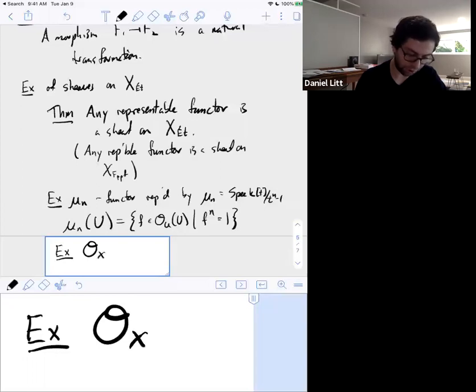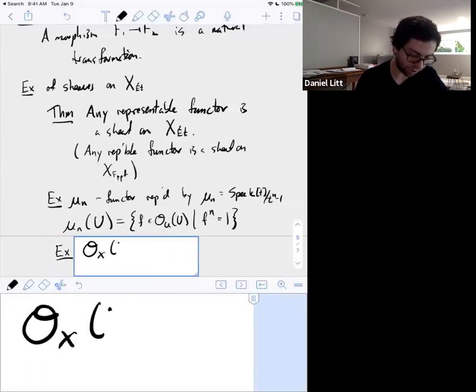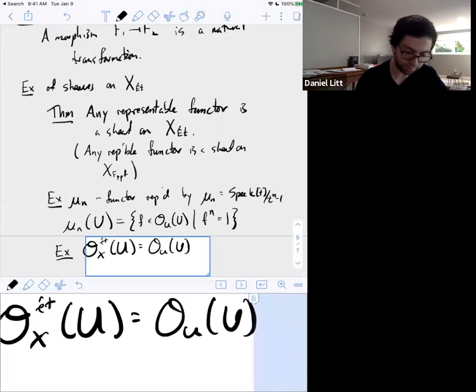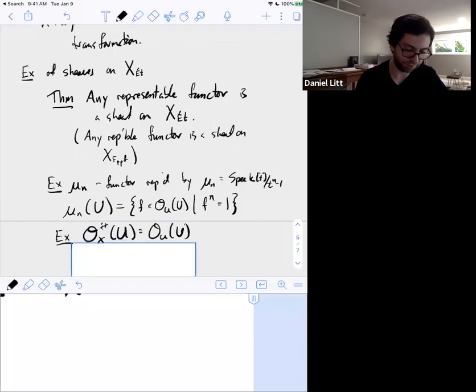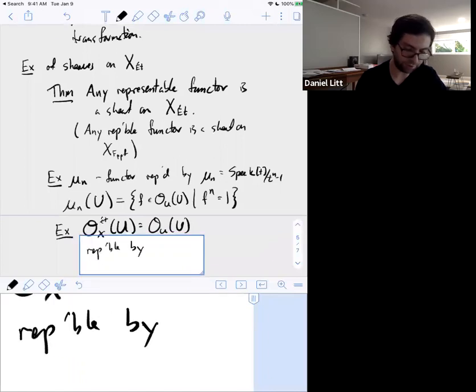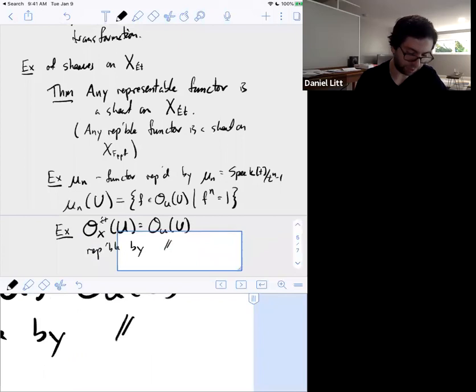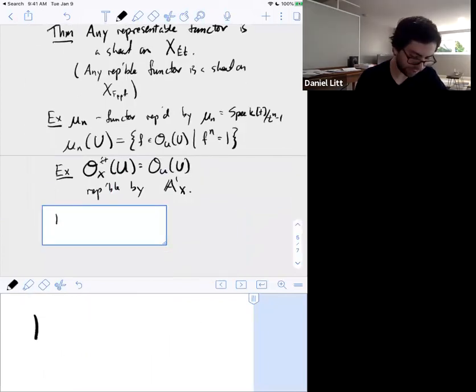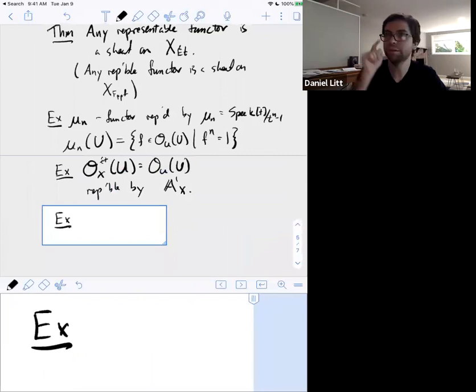Oh yeah. So let's call this the sheaf O_X. So O_X of U is just the global sections, it's just defined to be O_U of U. Maybe let me call this O_X Étale. This is a sheaf on the Étale site, and I'm telling you what its values are. And this is a sheaf. This is represented by, well, if I have to give you an X scheme, it'll be by A^1 over X. All right. Can anyone give me any other examples?